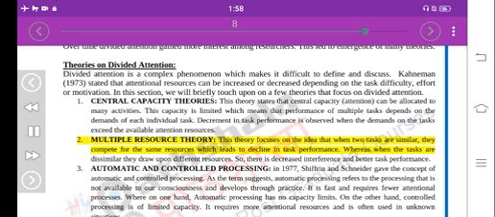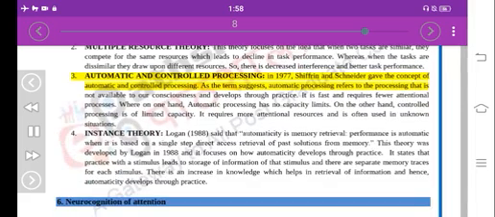2. Multiple resource theory. This theory focuses on the idea that when two tasks are similar, they compete for the same resources, which leads to decline in task performance. Whereas when the tasks are dissimilar, they draw upon different resources. So, there is decreased interference and better task performance. 3. Automatic and controlled processing. In 1977, Shiffrin and Schneider gave the concept of automatic and controlled processing.